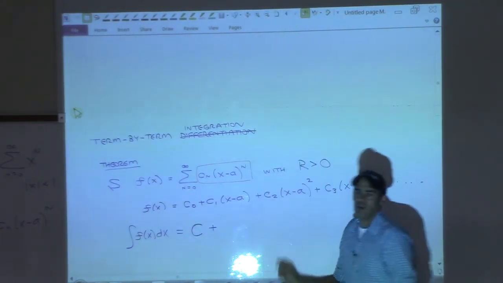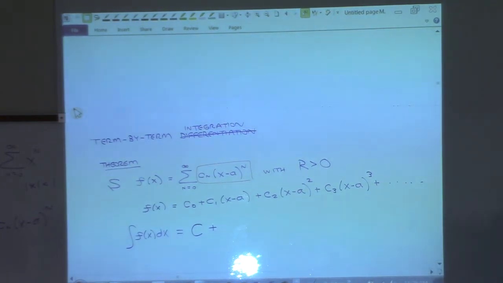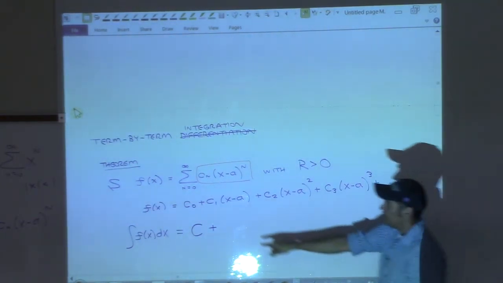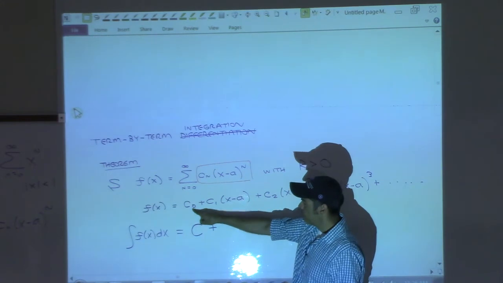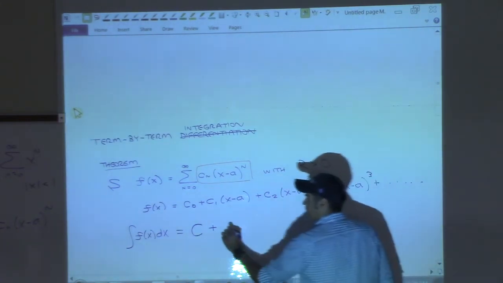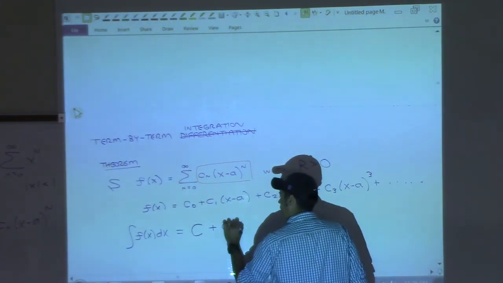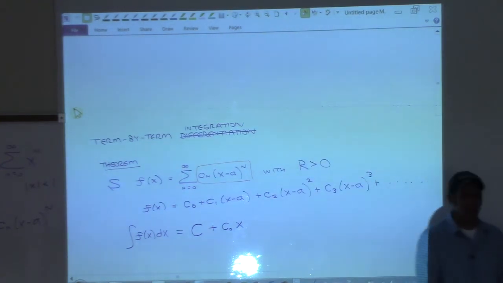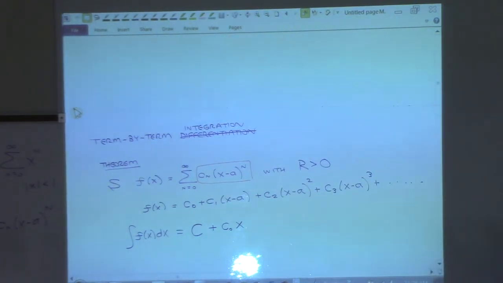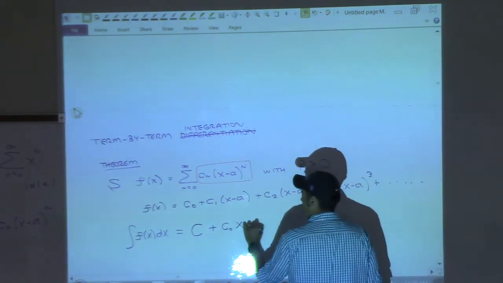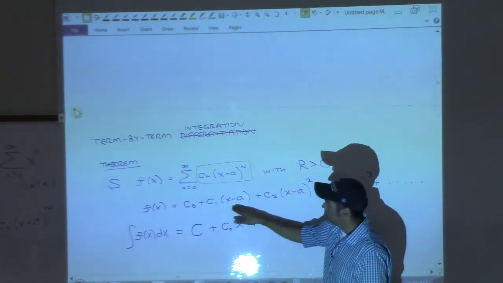Plus, now let's start integrating this term by term. What's the antiderivative of c sub 0? C sub 0 x. Right? Because c sub 0 is a constant. So if it's like the number 3, the antiderivative of 3 is 3x. Plus, let's see here. How would we integrate this?